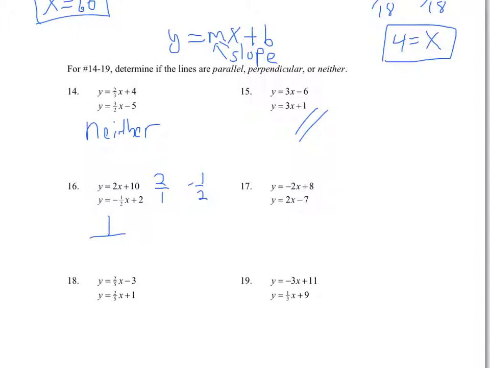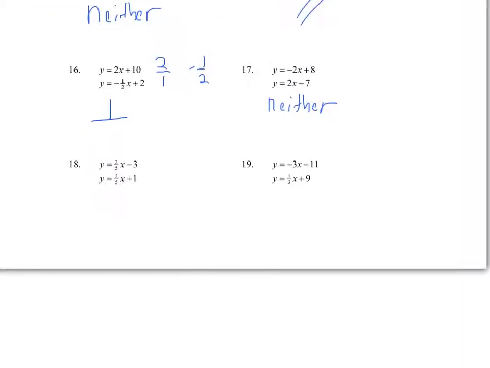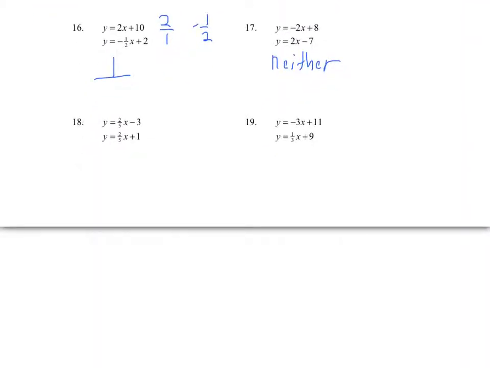All right, in number 17, I have negative 2 and 2. So they're not parallel because they're different slopes. They're not perpendicular either. They are opposites, but they're not reciprocals. So this would just be neither. These lines, they're not parallel, they're not perpendicular. They're going to cross at some point, but they're not going to cross perpendicularly.